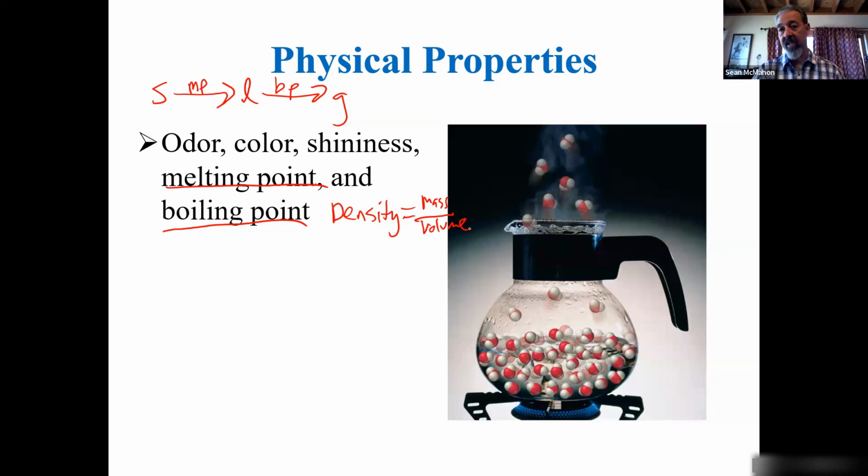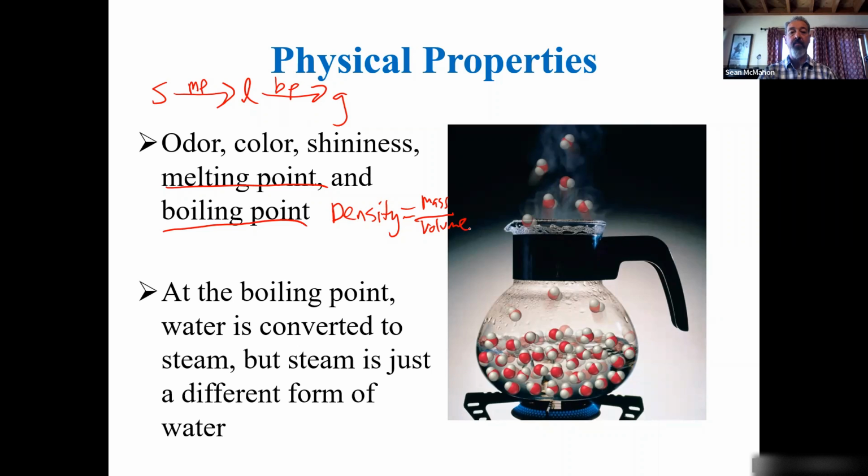Now, again, there's other ones like solubility. Does it dissolve in water? Things like that. But those three are very important. At the boiling point, water is converted to steam. But steam, right? The reason why this is a physical property is there's no change in composition, right? So I have liquid water, H2O. If I heat it up, it escapes, right, into a vapor, a gas, because I'm boiling it, but that gas is still water. It's still H2O. There hasn't been a chemical change. That's because boiling is a physical property.